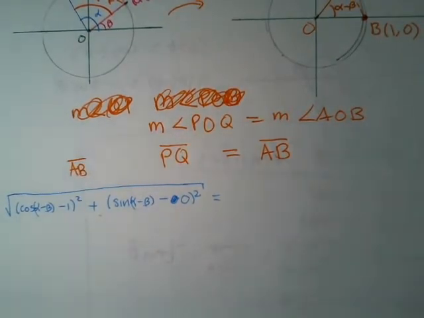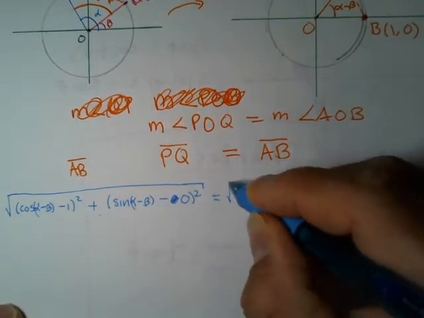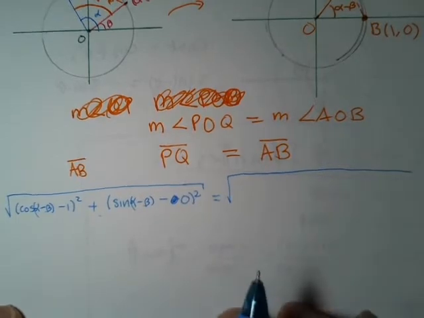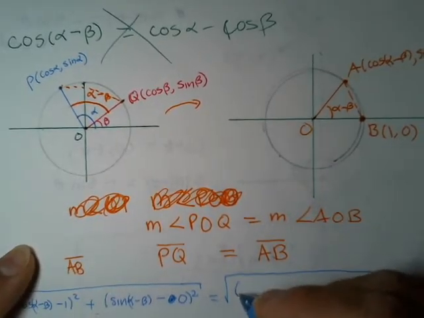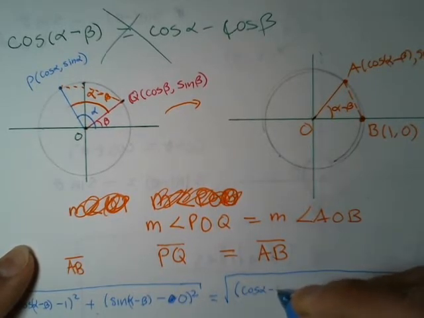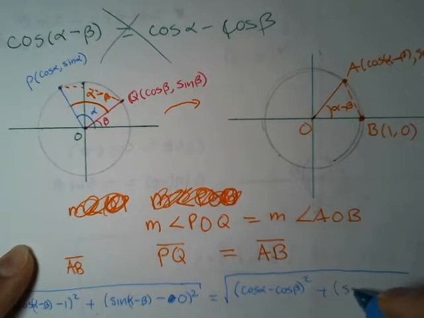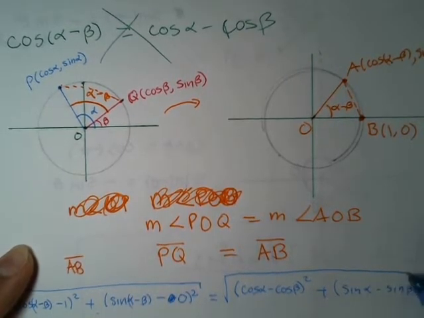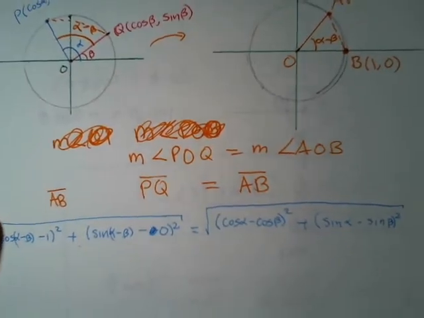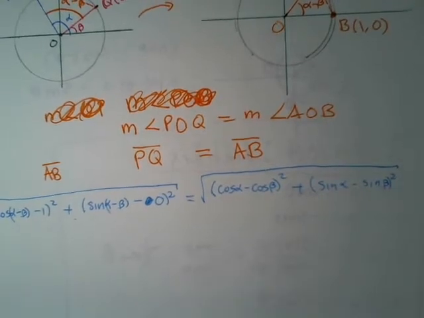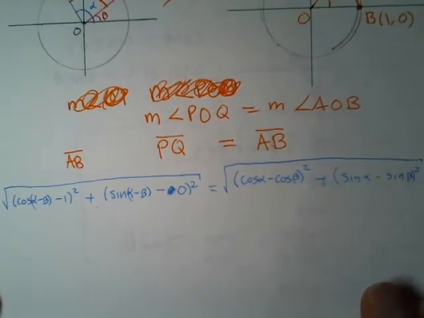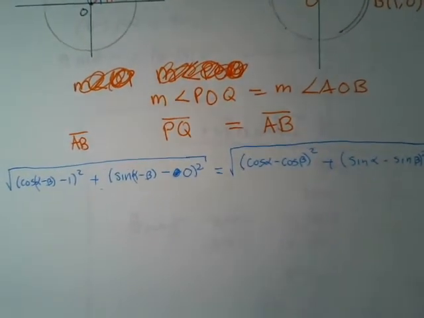All right, and PQ, again, the difference in the x coordinates, so cosine alpha minus cosine beta. That is squared plus sine alpha minus sine beta squared. Okay. All right. So now we have an equation to work with, right?